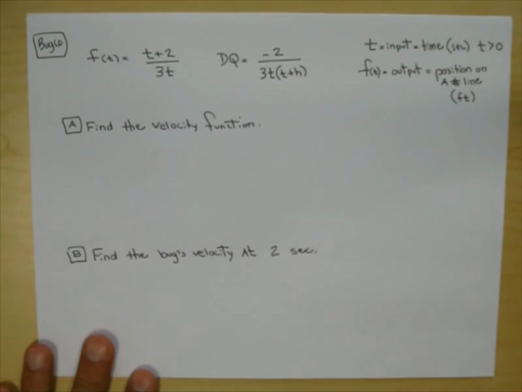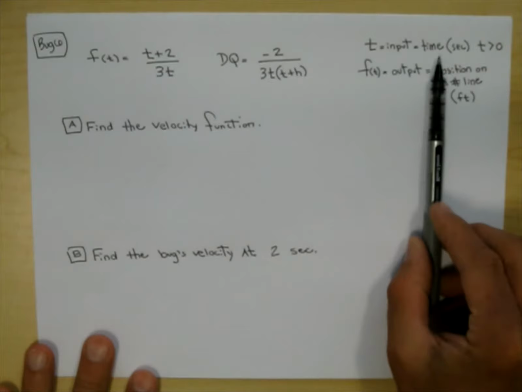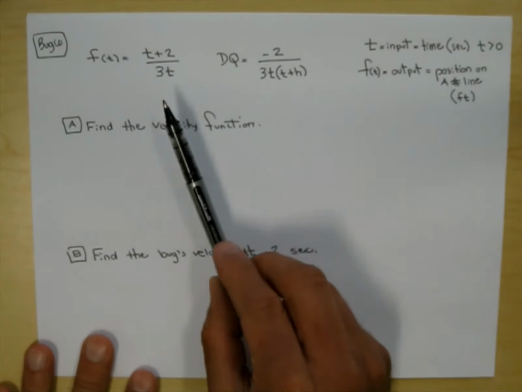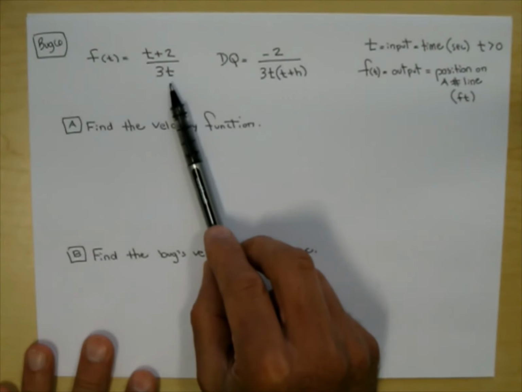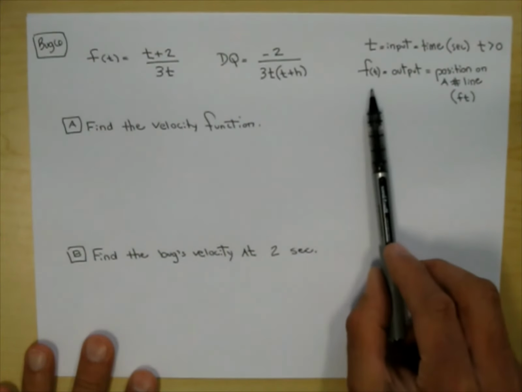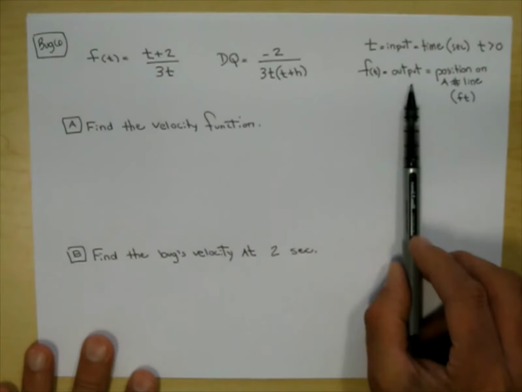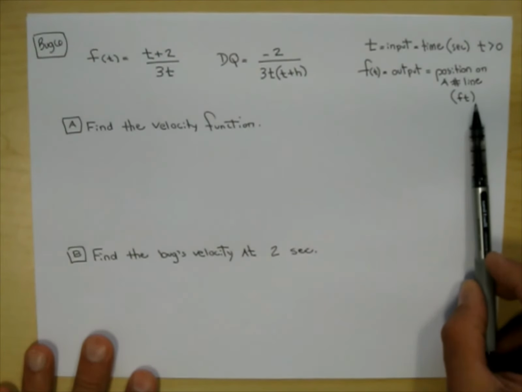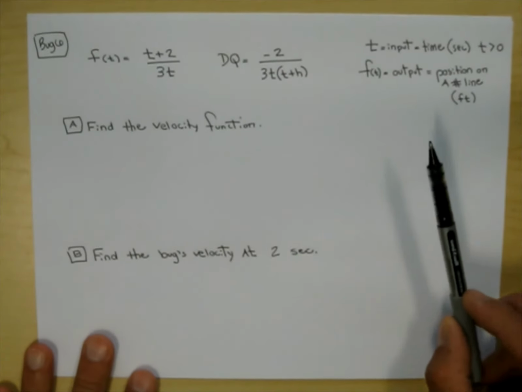We have a bug on the number line, and t is the input, which is time measured in seconds. And in this example, I'm going to say time is greater than 0 because we have a problem with the bottom of the fraction being 0. And the output, which sometimes we call s, but I'll say it's f of t, is the position on the number line, and it's measured in feet.